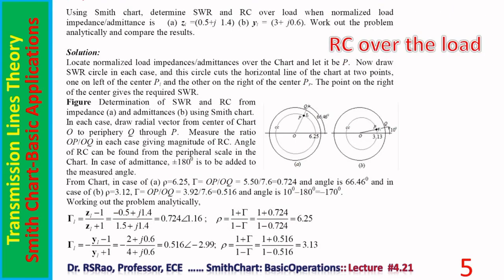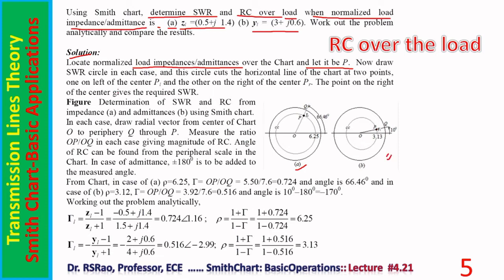Now another problem. Using Smith chart, determine SWR over the line and RC over the load. In A, normalized load impedance is given. In B, normalized admittance is given. Work out the problem analytically and compare the results. Now, locate normalized load impedance or admittances over the chart and let it be P, load point. In A, load point is somewhere here, P. Now, in case of B, load point is here somewhere.